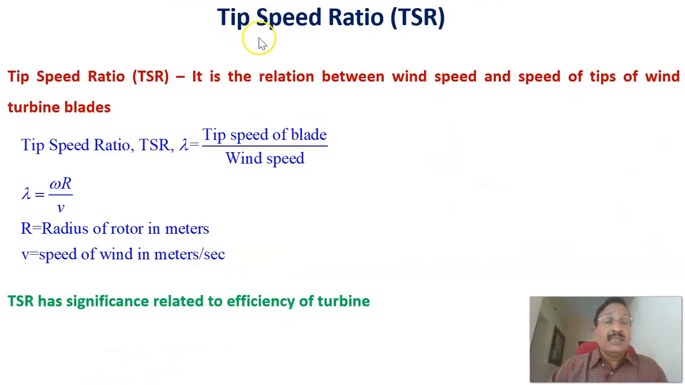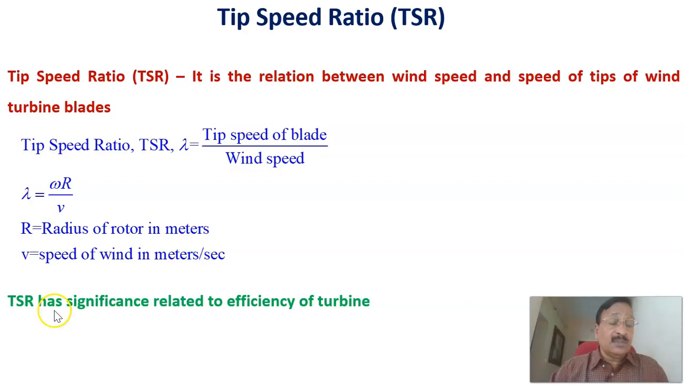Now we have to define certain ratios, like the tip speed ratio, TSR. Tip speed ratio is the relation between the wind speed and the speed of the tip of the wind turbine blade, represented by lambda, which is equal to the tip speed of the blade divided by the wind speed, or lambda equal to omega r, the angular velocity into the radius of the rotor in meters, divided by the velocity v. Omega r divided by v equals lambda, called the tip speed ratio.